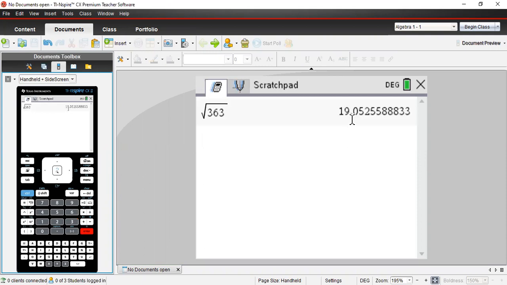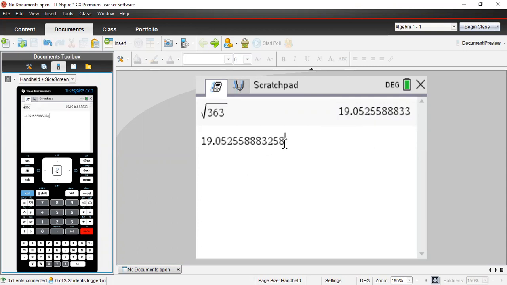Now, here are 2 conditions for something to be irrational. It has to have decimals that go on forever, and there cannot be any pattern in the decimals, right? So what we have here is 19.05255888833. Now, it looks like this is ending, but in fact, it actually goes on. And if you copy it, you'll see that there's more digits. It just rounds it, right?